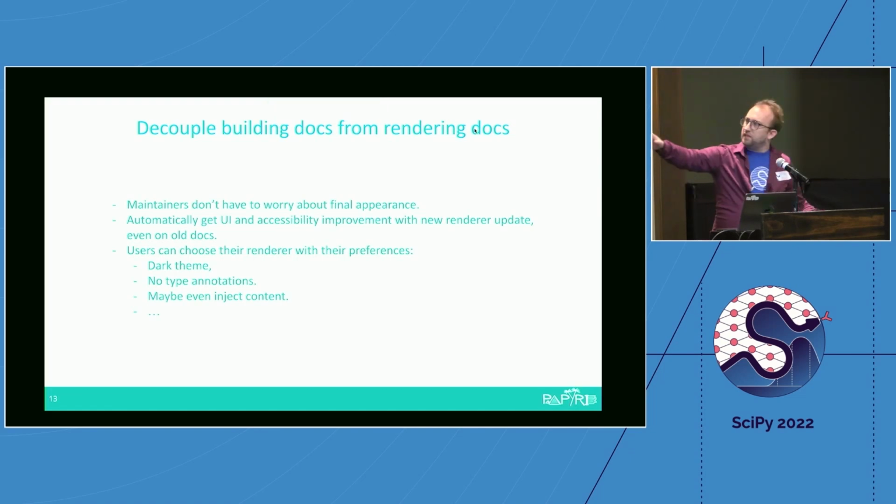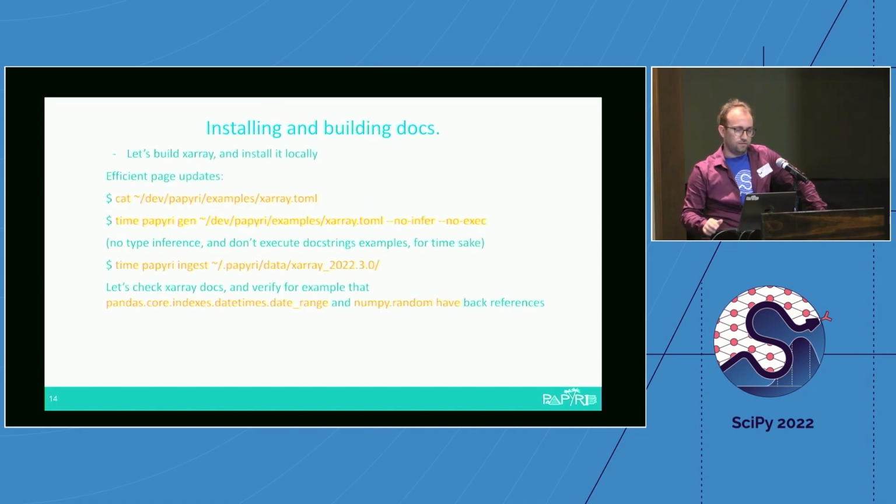And so you basically have maintainers who don't need to worry about final appearance. You just build the documentation. If you have UI improvements in the renderer, you get them for free. Users can choose a renderer if they want. Maybe you can inject content. Don't show type annotations. Let your imagination go wild. You could, for example, have your own packages that publish just examples and inline them in the docs, and so on and so forth.